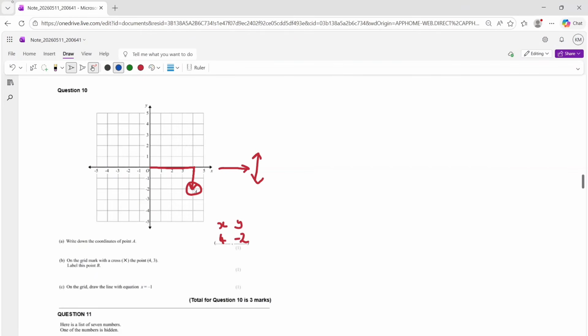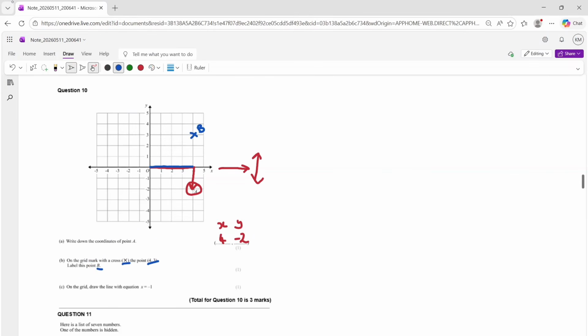So the next point I've been asked to mark with a cross, and this is important because people often write their coordinate as the letter they've been given, and you won't get it marked if you do that. It says mark with a cross. The point 4, 3. So I'm going to go along 4, and then I'm going to go up 3, and I'm going to mark with a cross. And then label it B, so the letter is written next to the cross like that. So do not do your coordinate like that because you won't get the mark for doing that. You must put the cross and put the letter next to it.